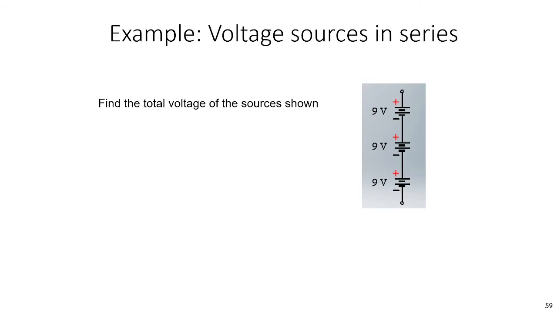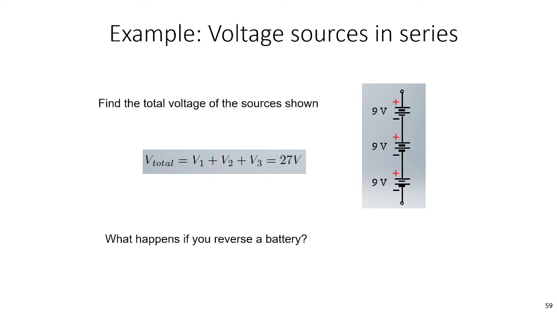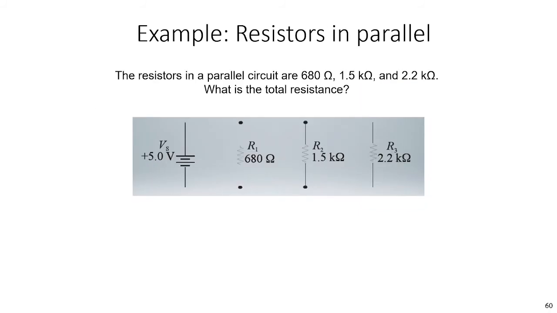And for voltage sources in series, we also add them together, right? Here in this case, the total voltage will be 27 volt like this. Okay, what happens if we reverse some battery? If you reverse, they cancel each other, right? The sign will change, right? Okay, I think you understand that.